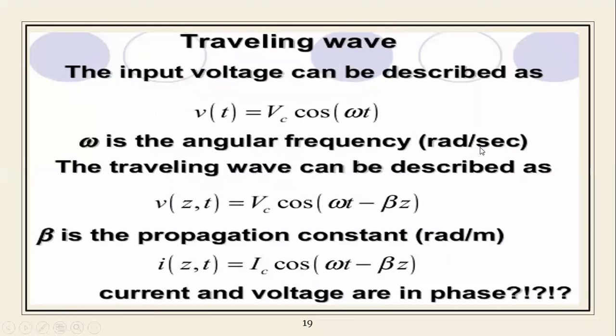Now see here how the wave can be traveled with the help of the input voltage, which can be described as V of t, that is, in the time domain. So it is equal to Vc cos of omega t. This is the voltage across the capacitor. Omega is the angular frequency, measured in radians per second.